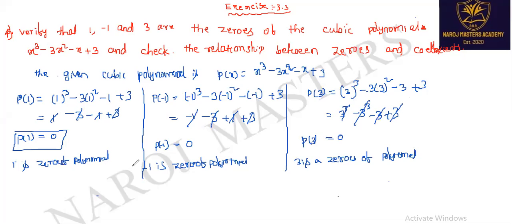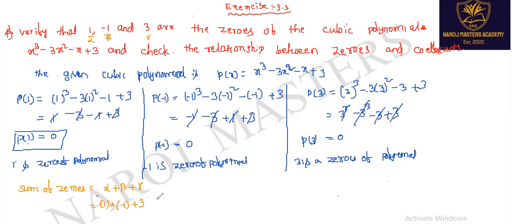Now what is the next goal? Check the relationship between zeros and coefficients. What is the relationship for a cubic polynomial? First one is the sum of zeros. For cubic, the sum of zeros is alpha plus beta plus gamma. What are alpha, beta and gamma here? This is alpha, this is beta, and this is gamma, that is 1, minus 1 and 3. Now 1 plus minus 1 plus 3.